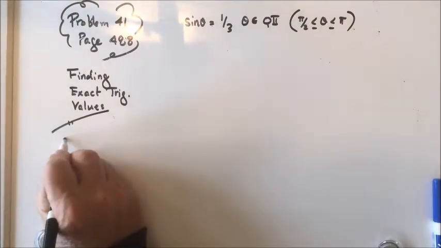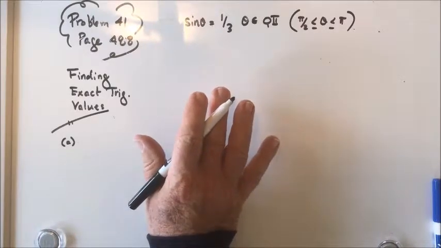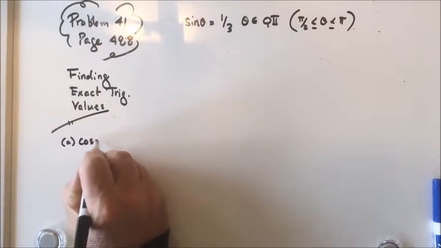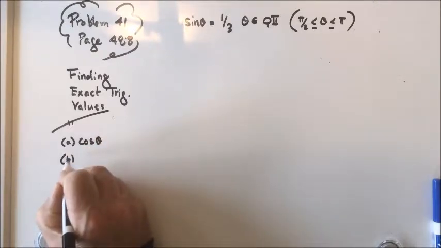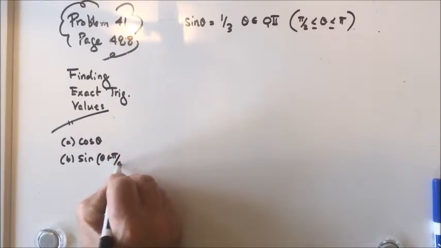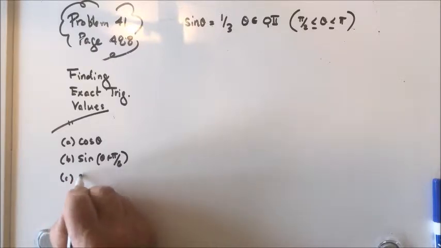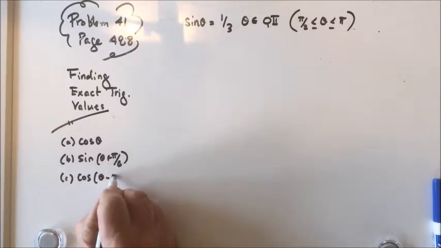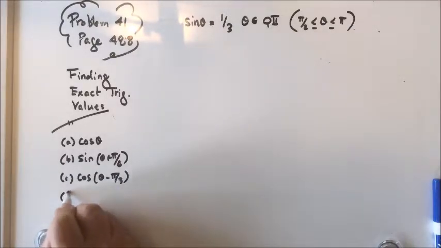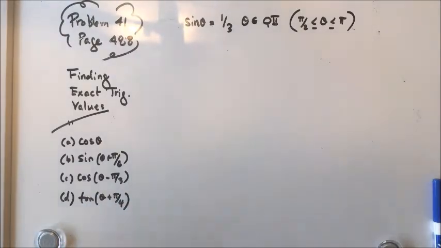In this case, you are given this information about theta, and you're asked to find cosine theta, to find sine of theta plus pi over 6, to find cosine of theta minus pi over 3. Okay, and finally D, find the tangent of theta plus pi over 4. So very similar to the previous problem. Let's start over here.